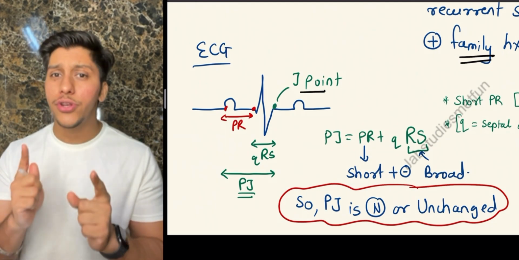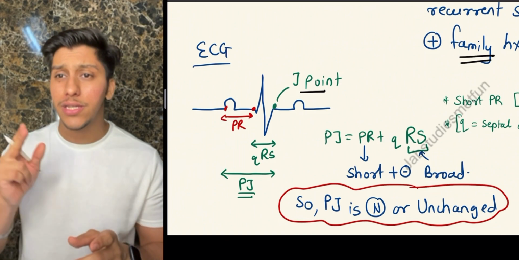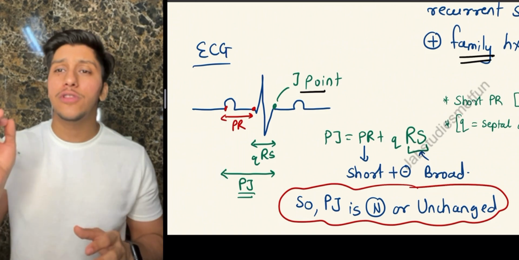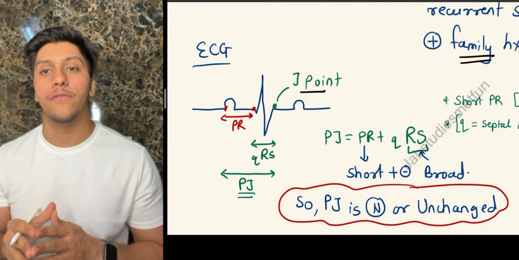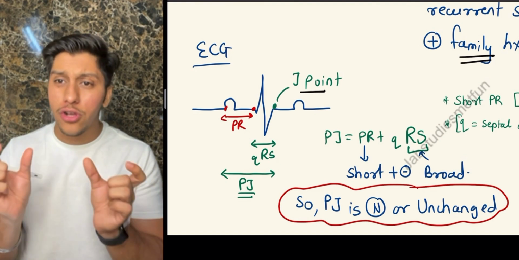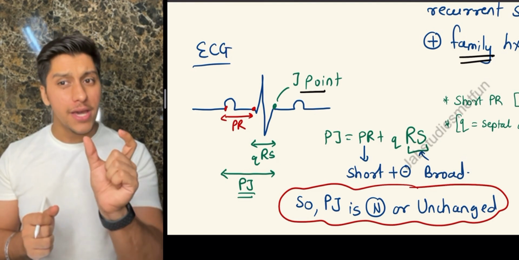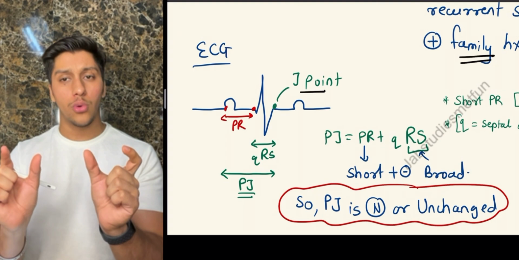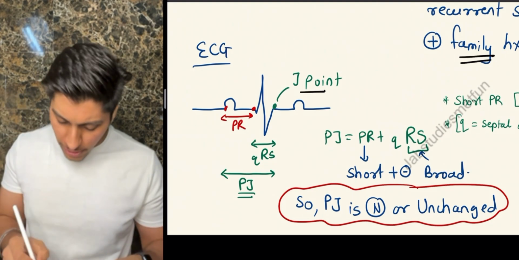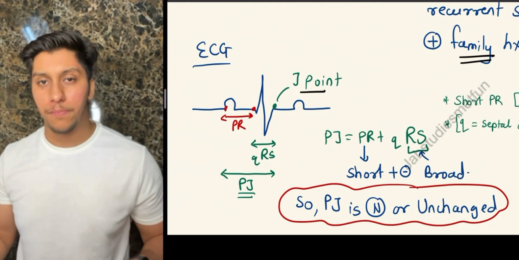So we are going to talk about a new interval over here that is known as the PJ interval. What is happening to the PJ interval in your Wolff-Parkinson-White? First, you will see what are the components of the PJ interval. It is PR interval and QRS complex. Correct? You can see over here, it is PR interval plus QRS complex.